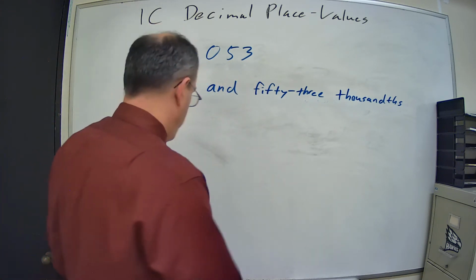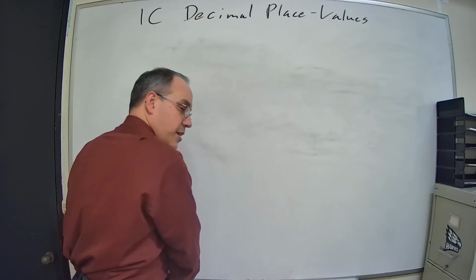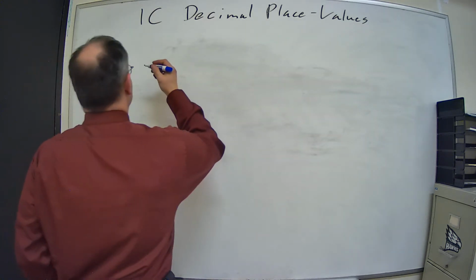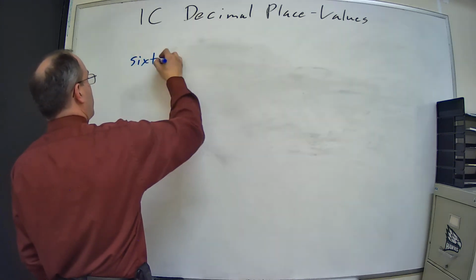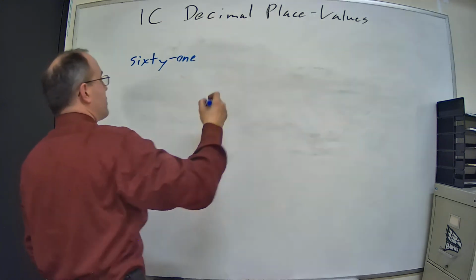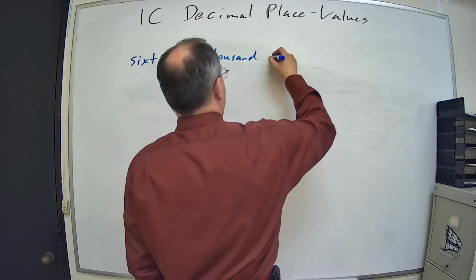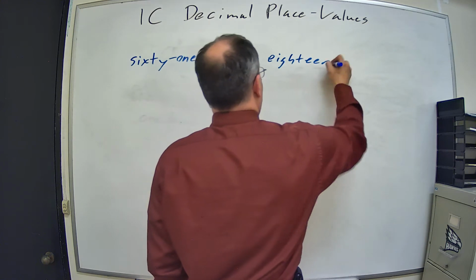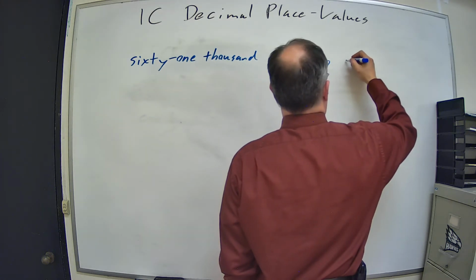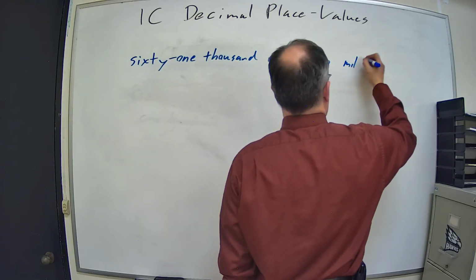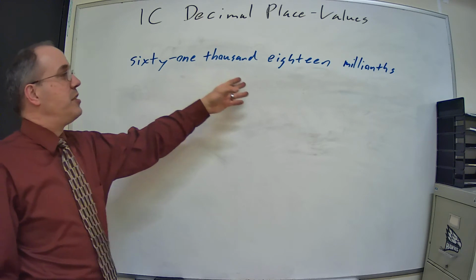Okay, so let's go the other direction with that. What if I give you a decimal number in words? Can we put it into standard form? 61,018. 61,018. 10,000. No, let's go for millions. Okay, so 61,018 millionths.